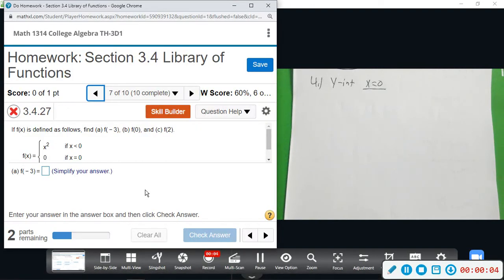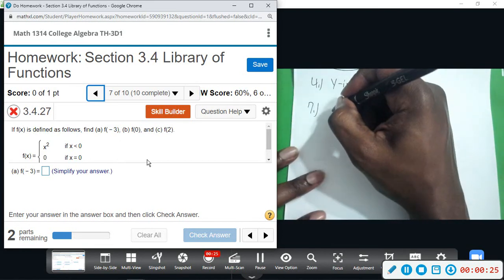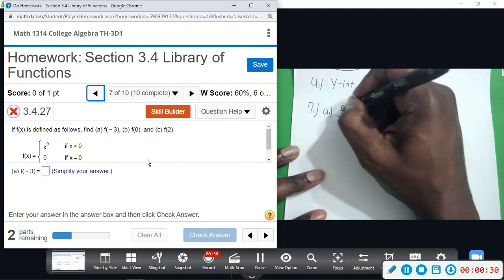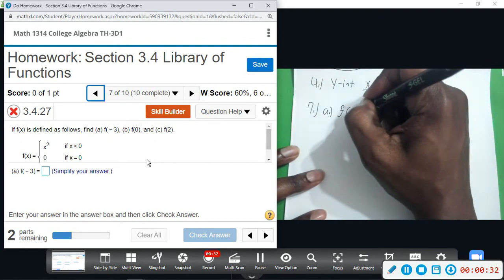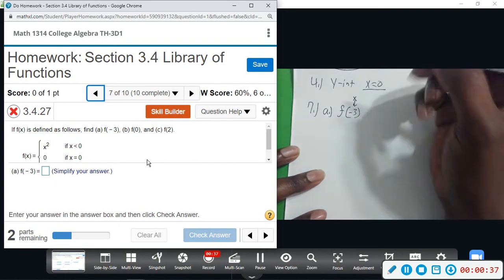Alright, number 7, we have f of x defined as following. So we got another piecewise function, 3 pieces here. And we want to find f of negative 3, f of 0, and f of 2. Alright, so let me write those. And what you need to remember is what this notation means. So f of negative 3 means we're going to be replacing x with the negative 3.